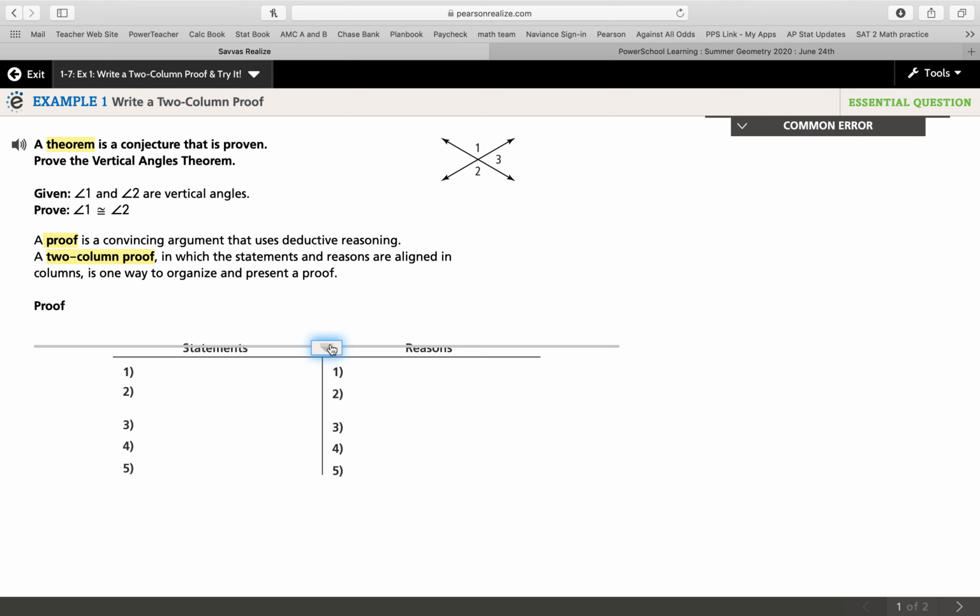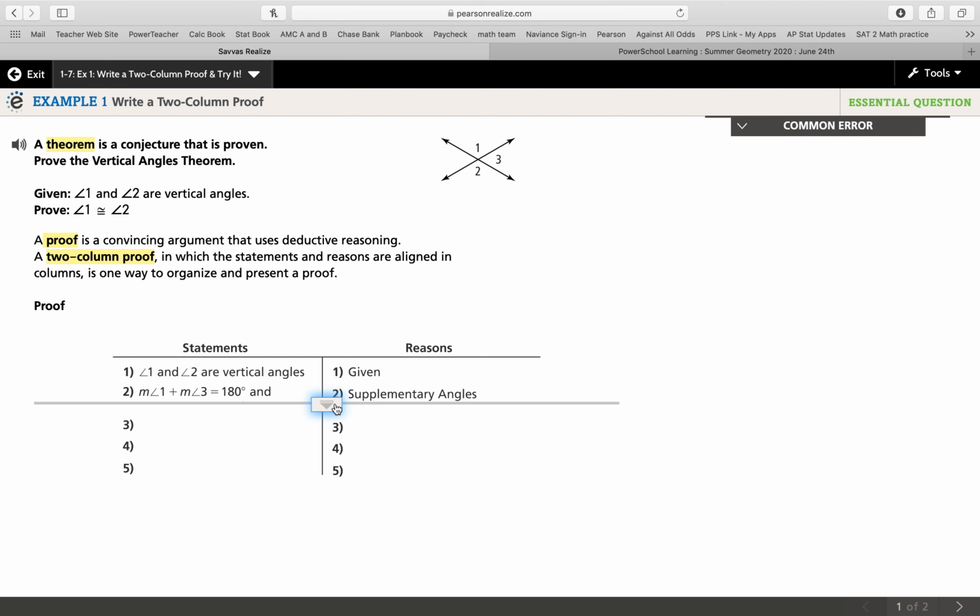So every two-column proof starts with the given. Okay, so we always write the given down, and our reason is it's given to us. So angle 1 and angle 2 are vertical angles. It is given to us. Now from here, we want to think about how can we prove that these two angles are congruent. So our first step is, well, we know that angle 1 plus angle 3 is 180 degrees, and angle 2 plus angle 3 is 180 degrees, because these are supplementary angles, or you can call them a linear pair, right? The linear pair theorem is another theorem that I had you look at last night, but they are supplementary angles. So therefore, the measure of angle 1 plus the measure of angle 3 is 180 degrees.